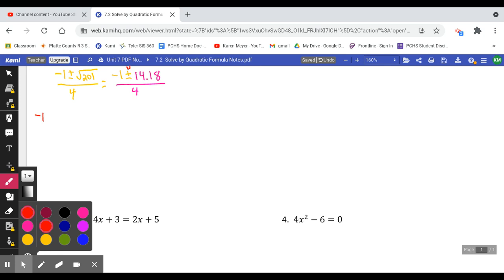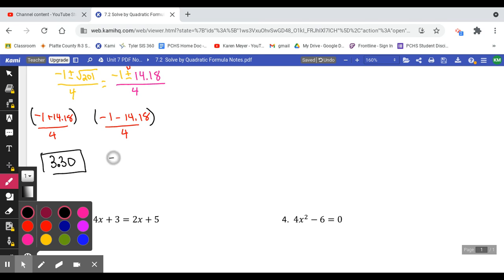So here you're going to go -1 plus 14.18 all over 4 and negative 1 minus 14.18 all over 4. If you're going to type these into your calculator all at once, make sure you put the tops in parentheses. And I came up with the following answers: 3.03 and negative 3.80.